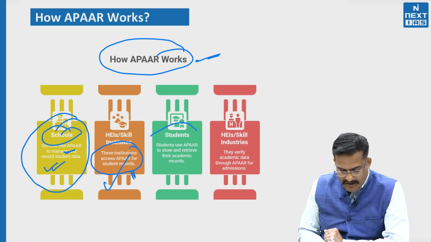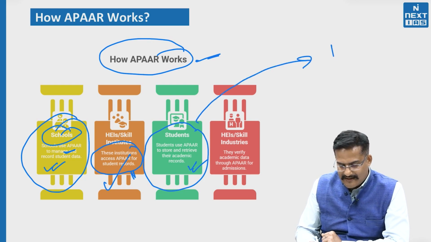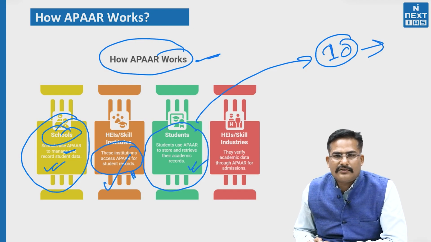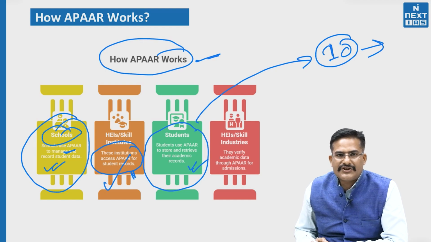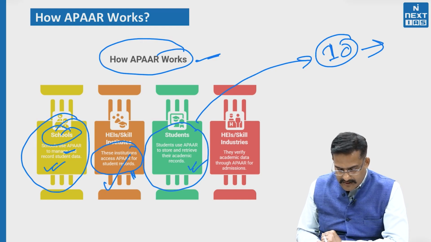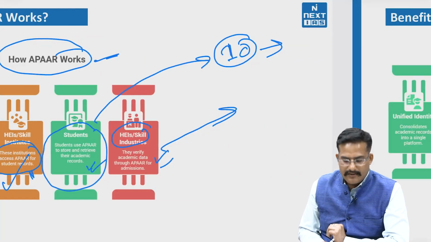What benefit does the student get? Students use APAAR to store and retrieve their academic records. For example, if you lost your 10th class document and you are in need of it, which happens on multiple occasions, you can just access DigiLocker and get it through the APAAR ID. You will be tension free, right? That is the purpose as well, just to restore the document. Also, higher education and skill institutes will verify academic data through the APAAR for admissions. Again, if you want to take admission, they will verify. That is the working mechanism of the APAAR.